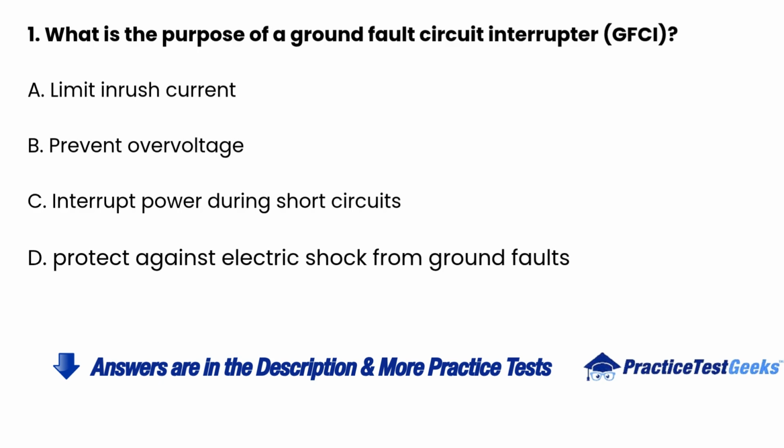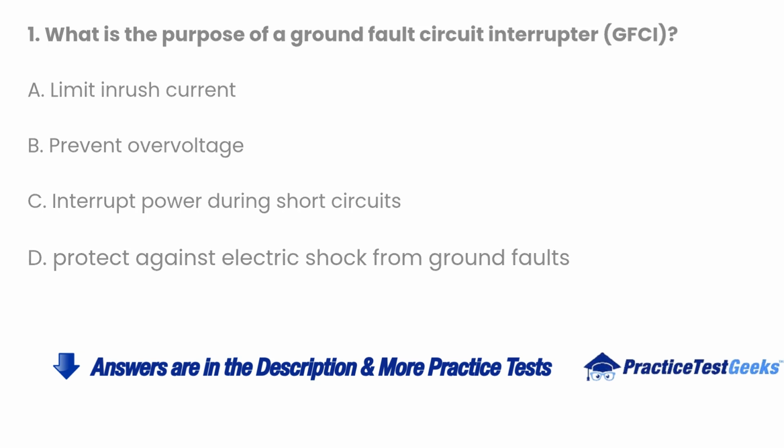1. What is the purpose of a ground fault circuit interrupter GFCI? A. Limit inrush current. B. Prevent overvoltage. C. Interrupt power during short circuits. D. Protect against electric shock from ground faults.